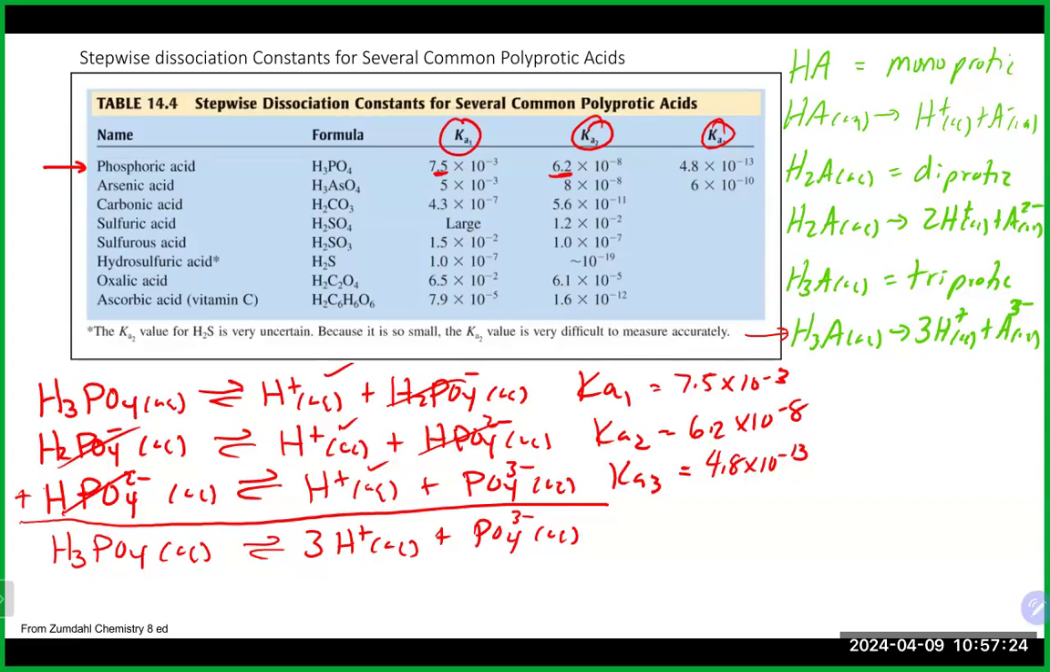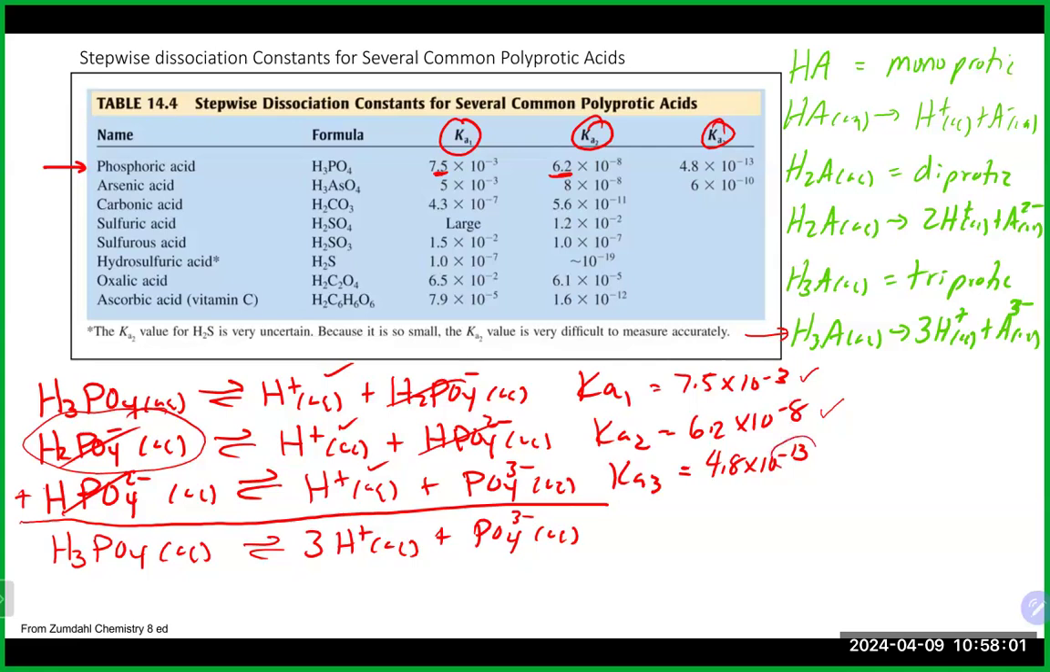Now, is it easier to remove the first hydrogen or the second hydrogen? It is much easier to remove the first hydrogen in this case, and we see that by the Ka value. To remove the first hydrogen in phosphoric acid, it is 7.5 times 10 to the minus 3. That is much larger than the K value when we try to remove the second hydrogen, which is times 10 to the minus 8. Because that's a much smaller K value, it's going to pretty much stay together, which means not a lot of the H plus is going to come off in that second step.